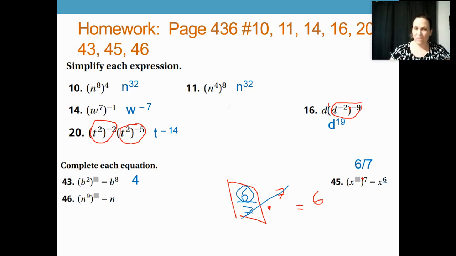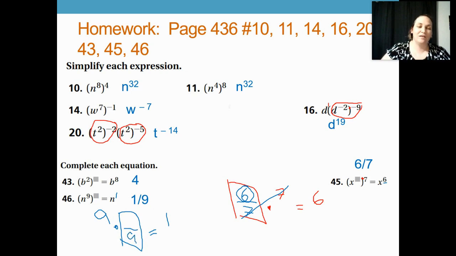So I want you to think about that and think about what the answer to number 46 should be, because number 46 says 9 times what equals, and in this one, it's n to the first power. So 9 times what equals 1? It's going to be another fraction, and the fraction is 1 over 9. Okay, so the over 9 is going to make it so that the 9s will cancel, and then the 1 will make it so that our answer is a 1. So 1 over 9 is the final answer for that one.